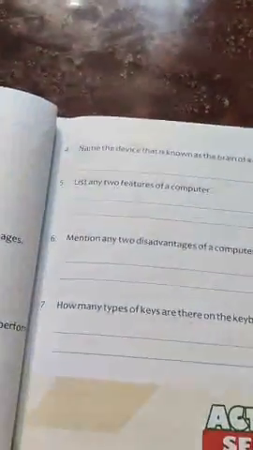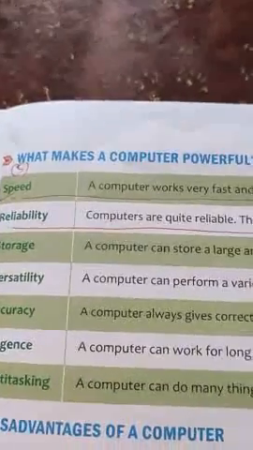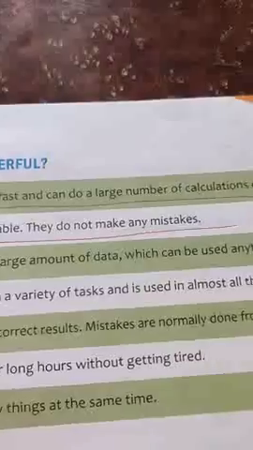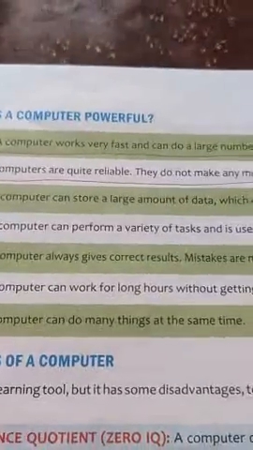Fifth question, list any two features of computer. The features of computer are, first, speed. A computer works very fast and can do a large number of calculations quickly. Second feature is reliability. Computers are quite reliable. They do not make any mistakes. So these are the two features.